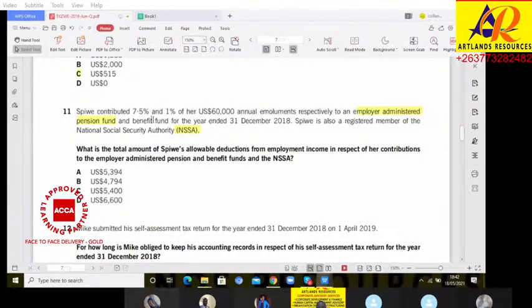Then pension, what do you do? Pension will not put 7.5% of 60. What do you get? 0.075 times 60. 4.5. So the pension is 4.5.